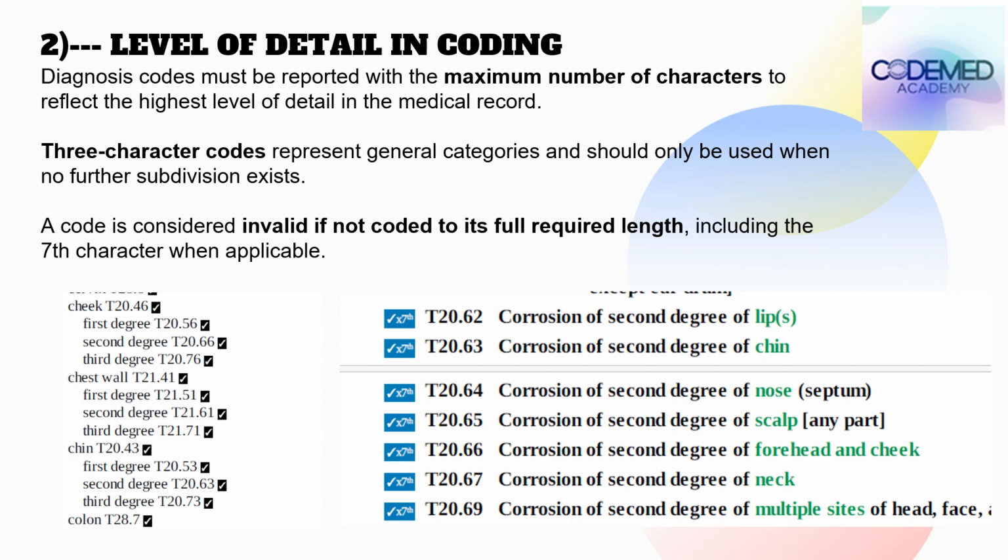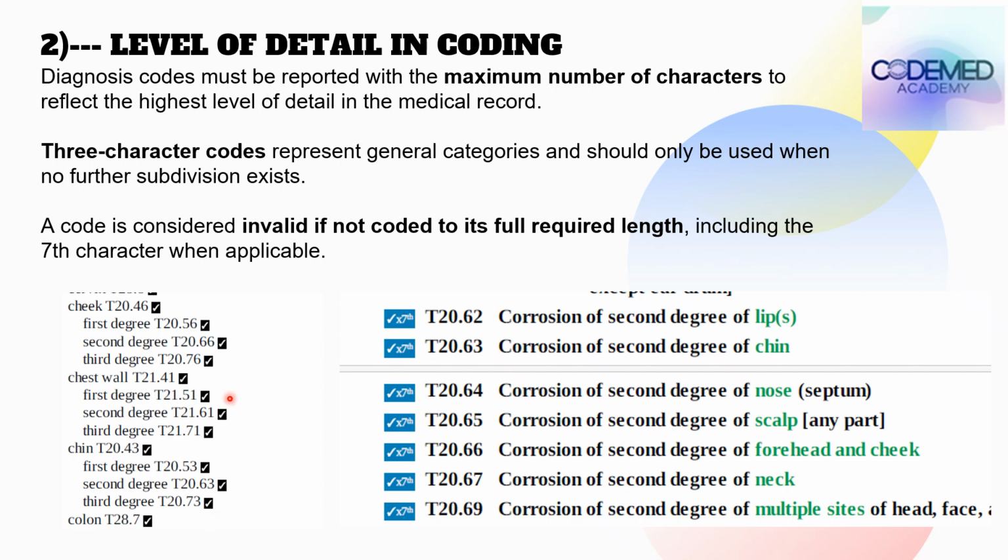Point number 2, the level of detail in coding. Diagnosis codes must be reported with the maximum number of characters to reflect the highest level of detail in the medical record. 3-character codes represent general categories and should only be used when no further subdivision exists. A code is considered invalid if not coded to its full required length, including the 7th character when applicable.